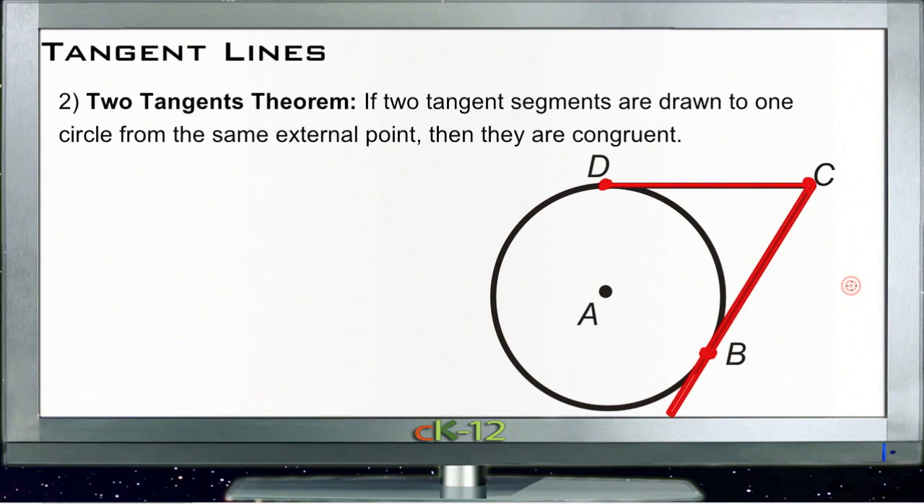There's no other way to draw a tangent line to the circle except for hitting in exactly the same position from the same location. So let's use these two theorems in practice. Scroll on down and we'll take a look at the example questions.